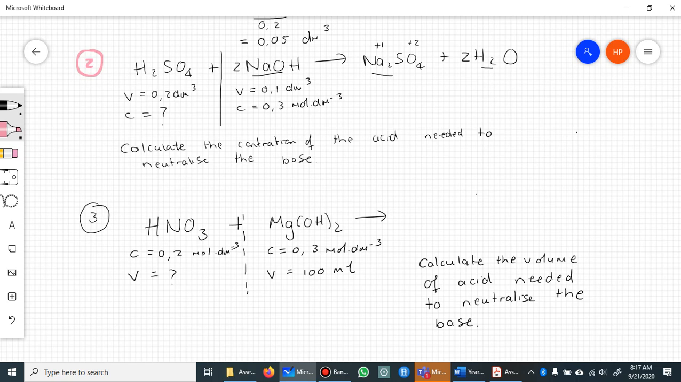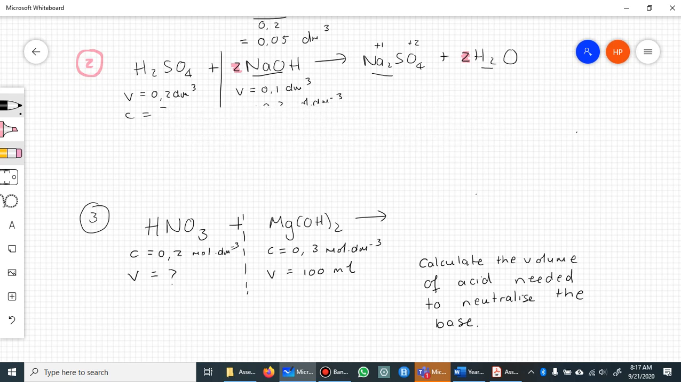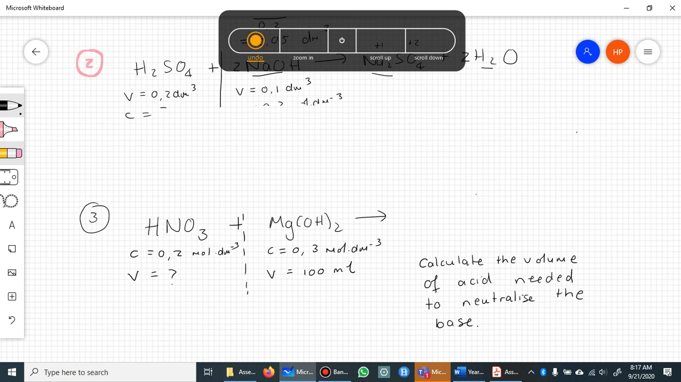If you don't balance correctly, then obviously it's going to have a huge impact on the way you do the calculation. Okay, then they're going to give you 3 things. They give you the volume of the acid in this case, the volume of the base, and the concentration of the acid. And the question was to calculate the concentration of the acid needed to neutralize the base. Now, can someone put their hand up and tell me, how would I work out the concentration of the acid, or what does it mean if you need the amount to neutralize the base?